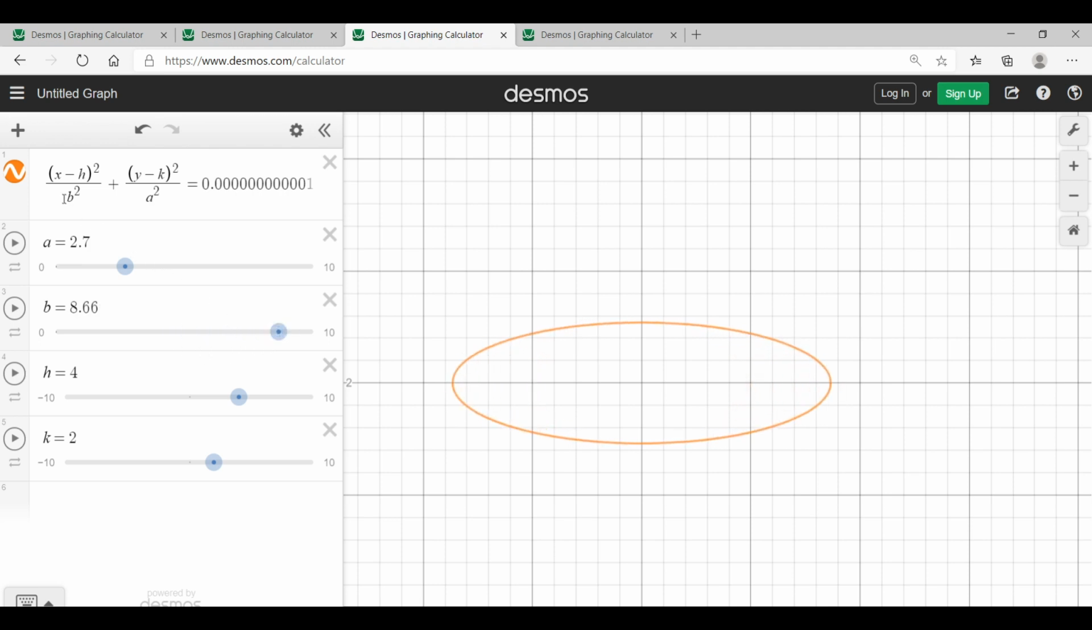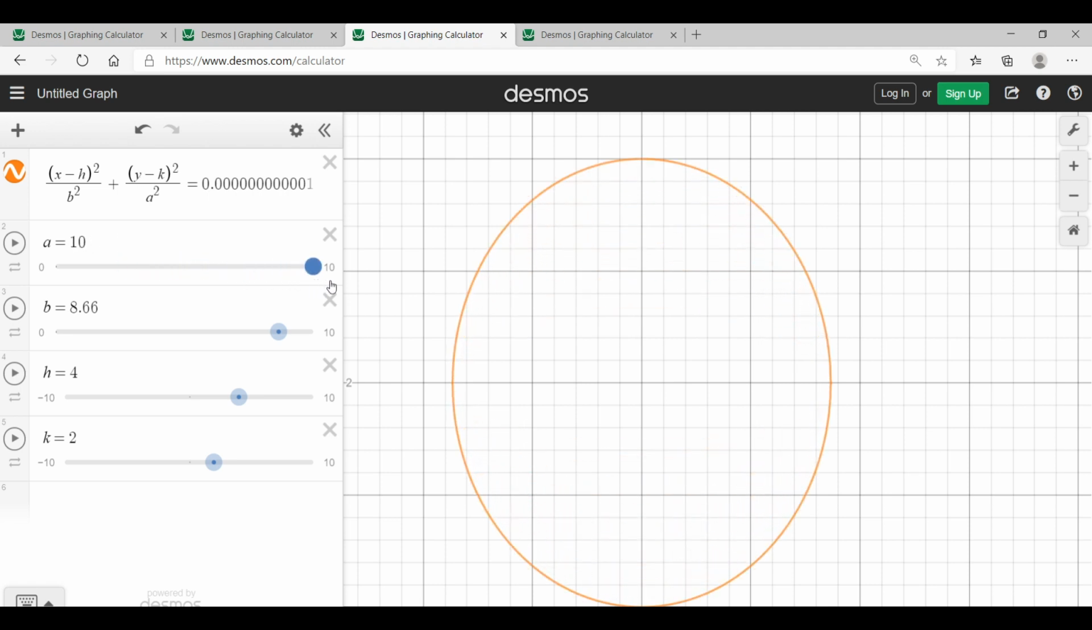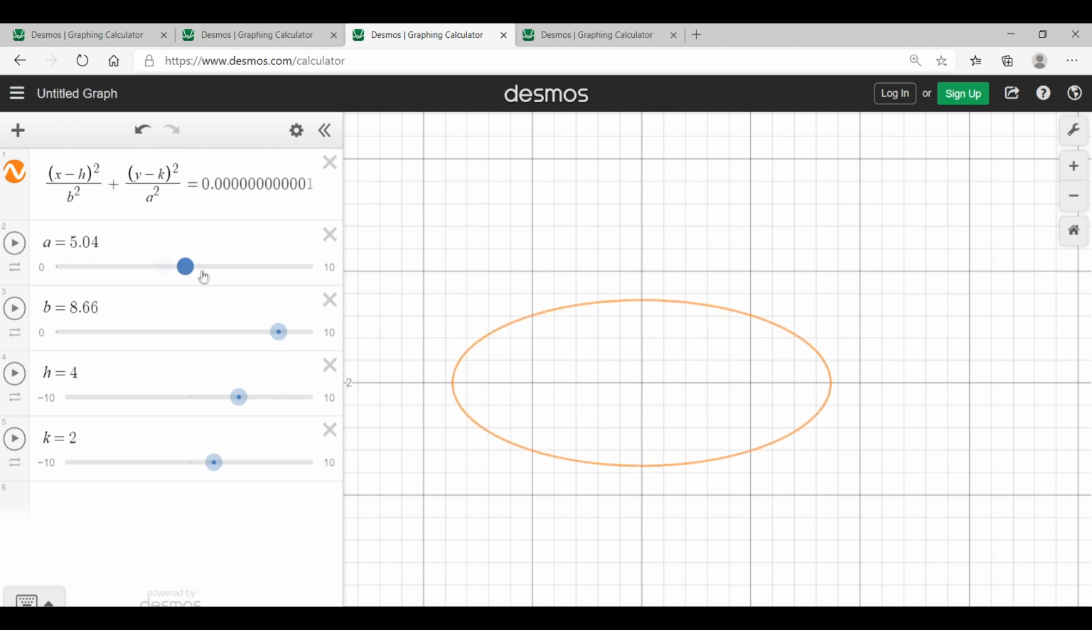Of course, there will be times that B is here and A is here. So that's another scenario. It will exchange the situation. Like if A is here, then A will change the width. In this case, A is under the y variable, which is vertical. That means it will change the height of our ellipse every time I change the value of A.